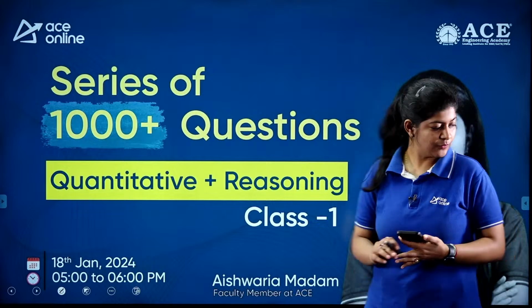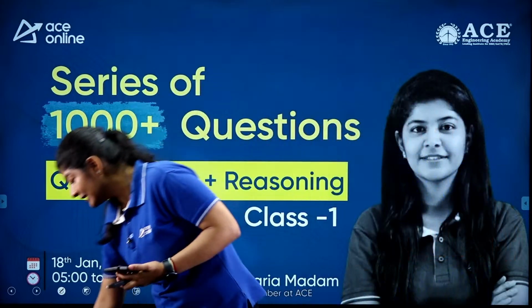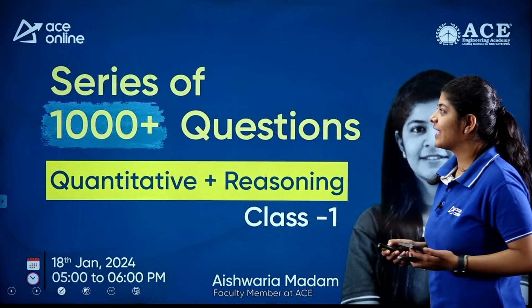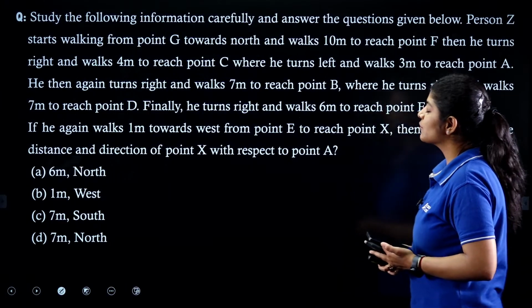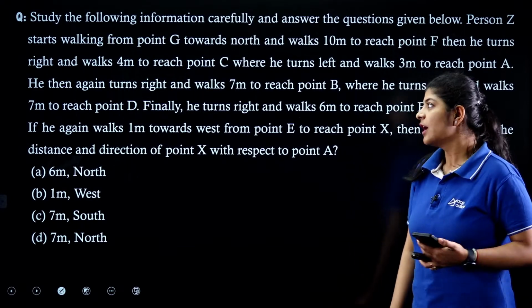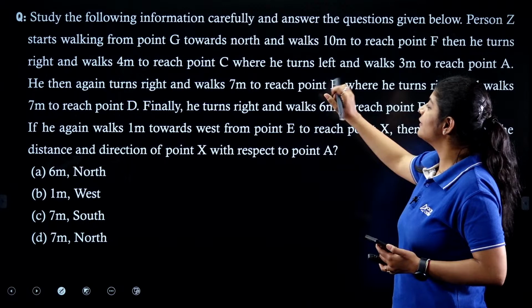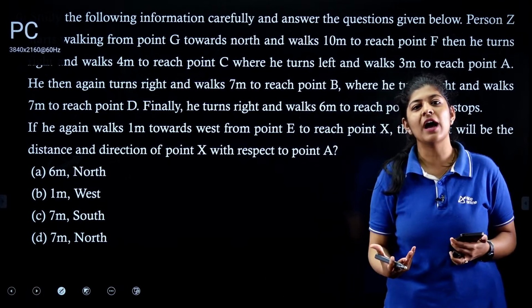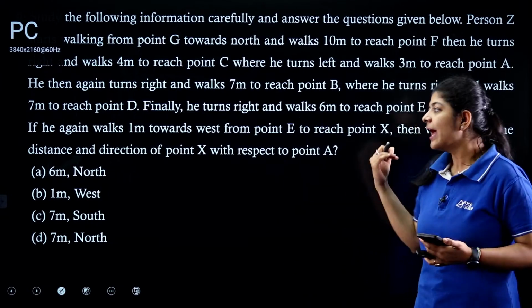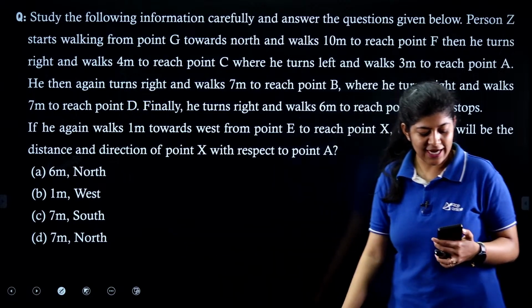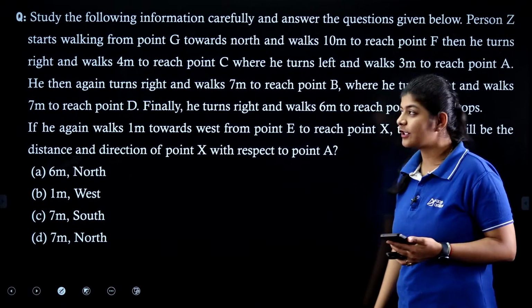Okay, so without wasting much more time, let's start today's session and see what kind of questions we have in today's class. This is the first question, and it is from the concept of direction sense. Here we have some data. First we need to read this data, then draw our diagram, and on the basis of that answer this particular question. So let's start reading and see what question it is.